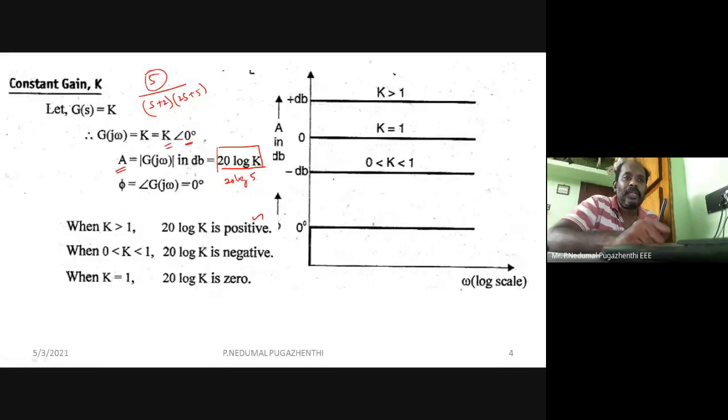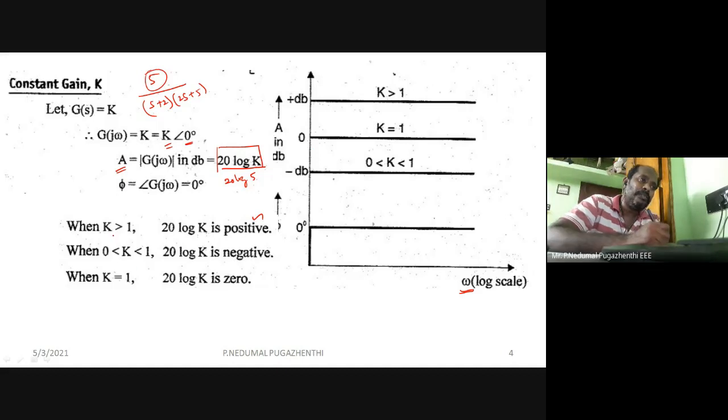If you draw between logarithmic omega for different values of omega, this is not going to change. Why? Because this is not dependent on omega. You can see that it is not having any omega term inside it. It is only having 20 log of k. That's it. So the value is not going to change. But it may be located either in the positive magnitude region or the negative magnitude region.